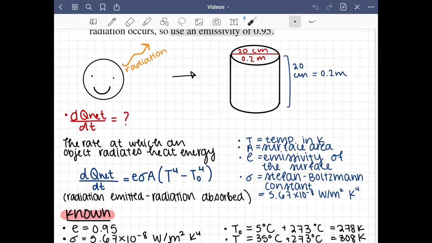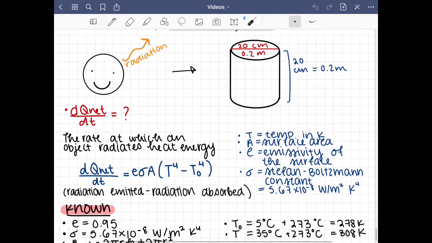An equation that we should already be familiar with that can give us the rate at which an object radiates heat energy is this equation. If you've never seen this equation before, I recommend going back to section 19.8 of our textbook where it introduced it and talked more about it.